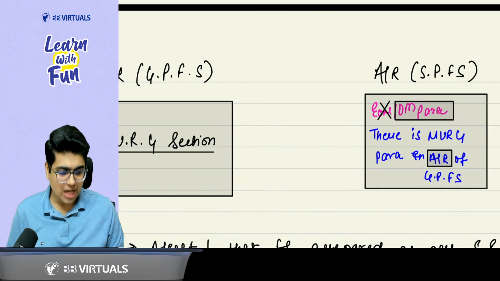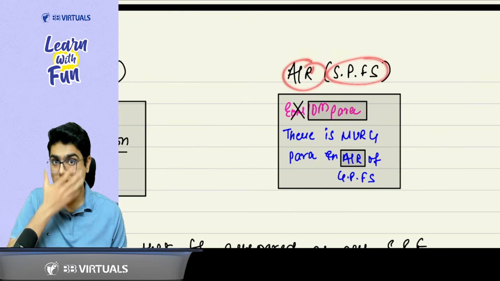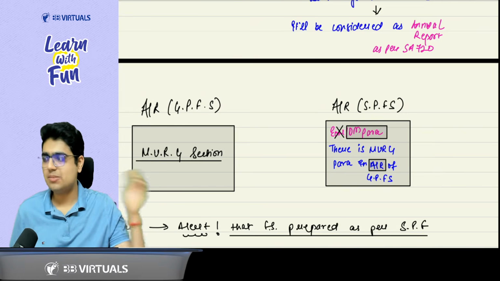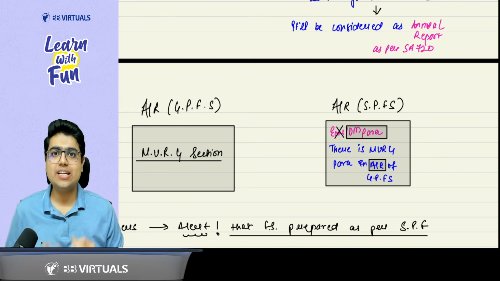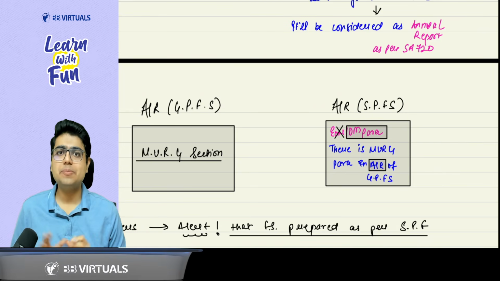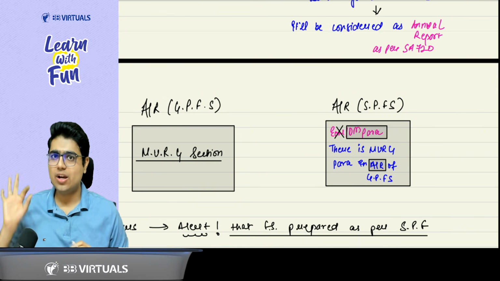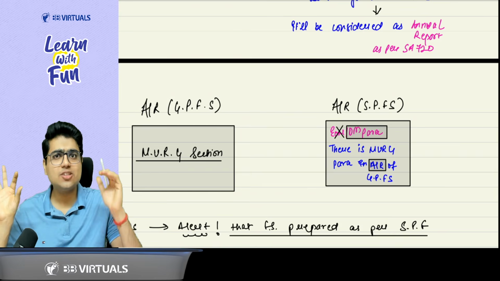Got it, sir. Now, in my audit report of special purpose financial statement, I want to refer to this matter. In the audit report of special purpose financial statement, which para should I add? Other matter para or emphasis of matter para?